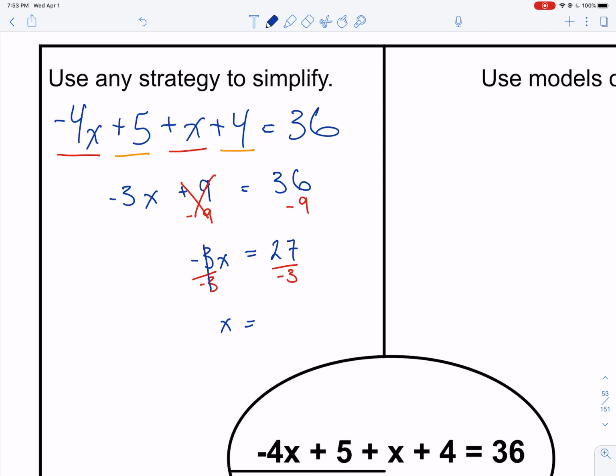Okay, so first of all, it's going to be a negative because a positive divided by a negative is a negative. 27 divided by 3 is 9. So there's our answer.